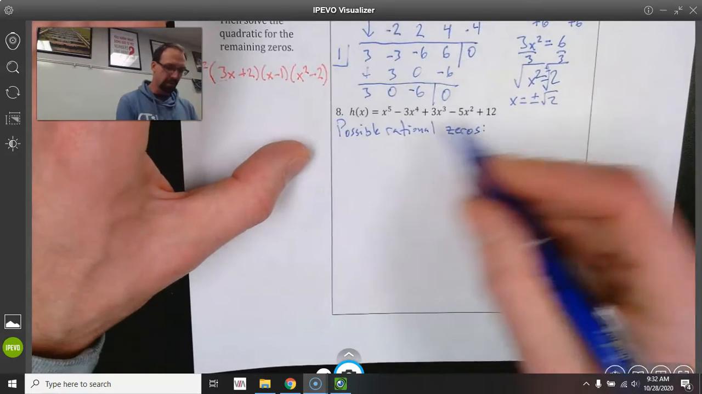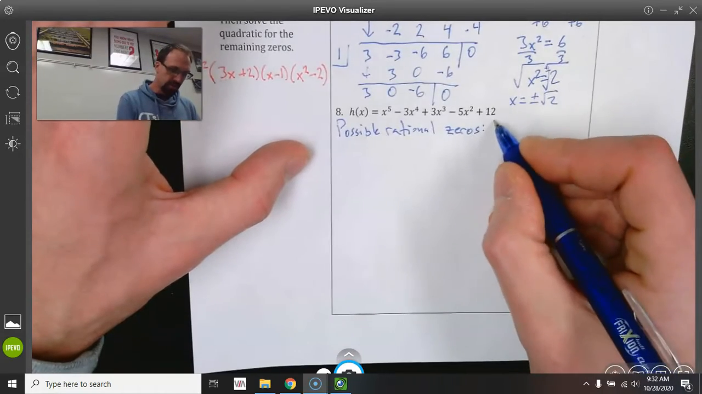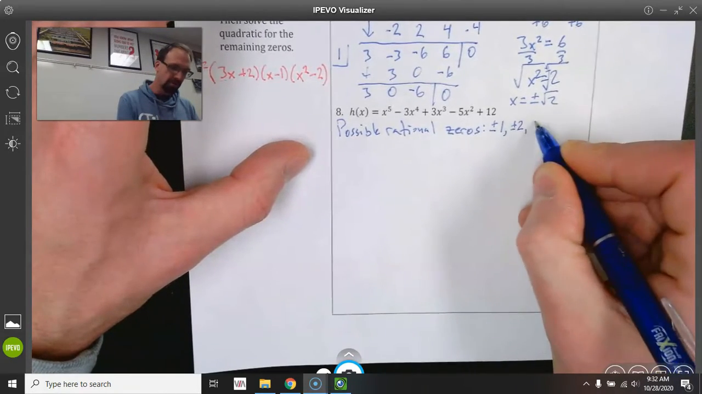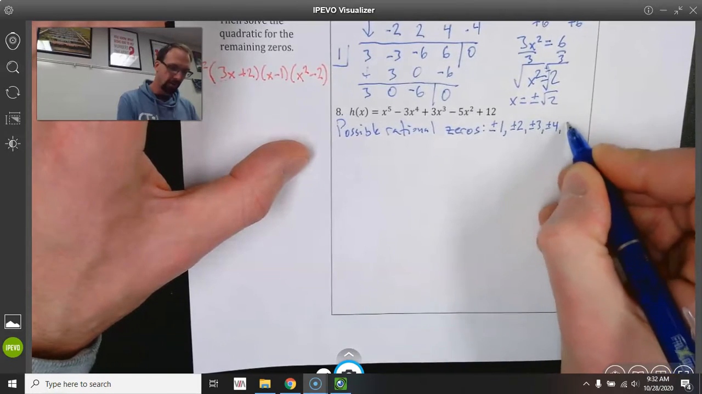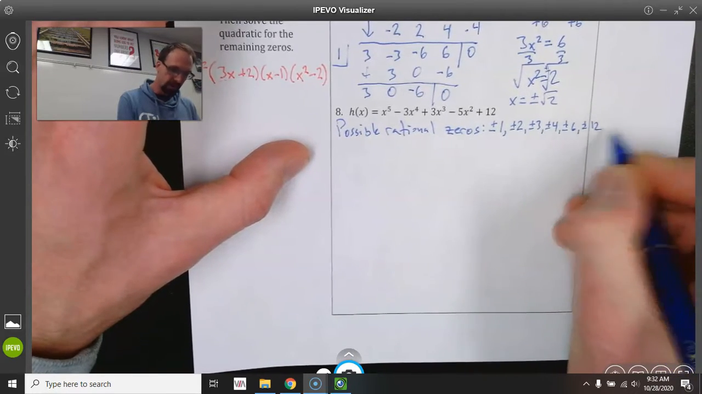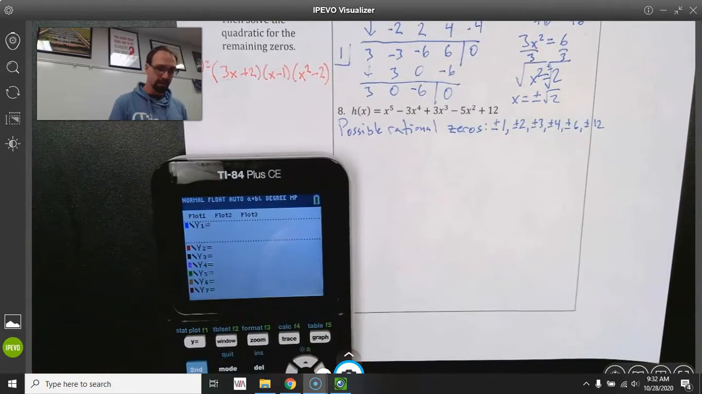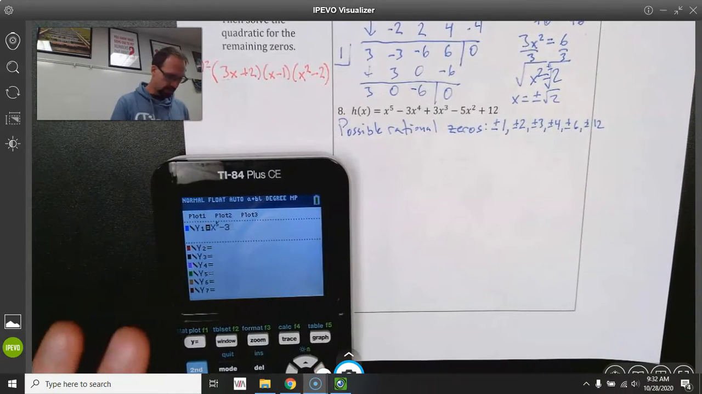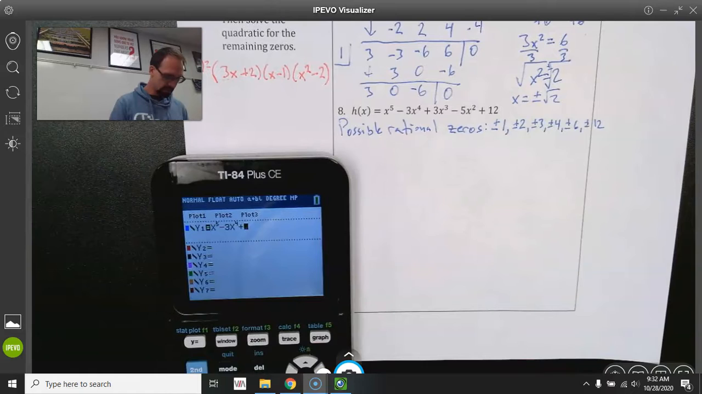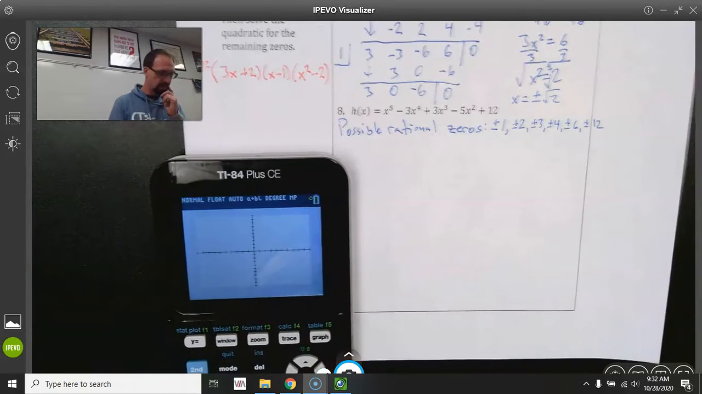So in this case, it's the factors of 12 over the factors of 1. So this is going to be plus or minus 1, plus or minus 2, 3, 4, 6, and 12. So those are all my possible ones. I'm going to grab my graphing calculator and graph that equation. So x to the 5th minus 3x to the 4th plus 3x cubed minus 5x squared and then plus 12. Let's go ahead and graph it.